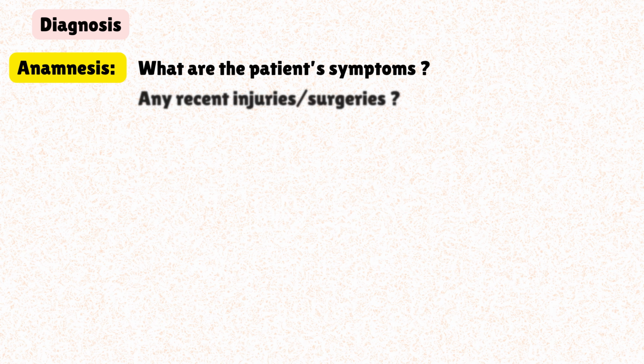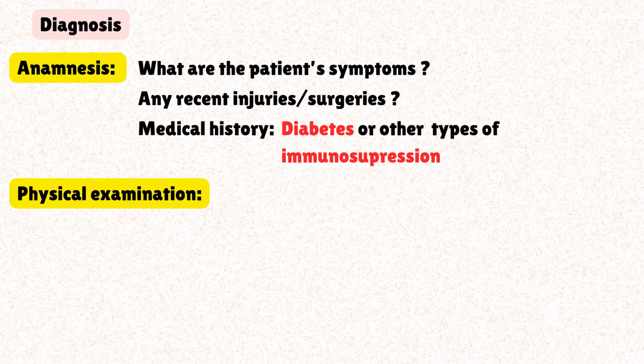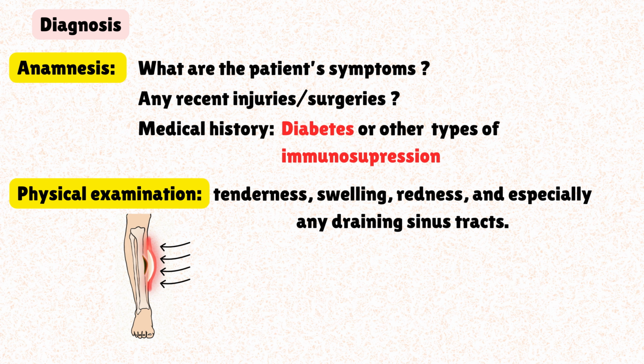Diagnosing osteomyelitis is often a puzzle, and it requires piecing together clinical clues, lab results, and imaging studies. First off, we always start with a good clinical history and physical examination. We'll ask about the patient's symptoms, any recent injuries or surgeries, and their medical history, especially conditions like diabetes or immune suppression. On examination, we're looking for those signs we just talked about: tenderness, swelling, redness, and especially any draining sinus tracts.